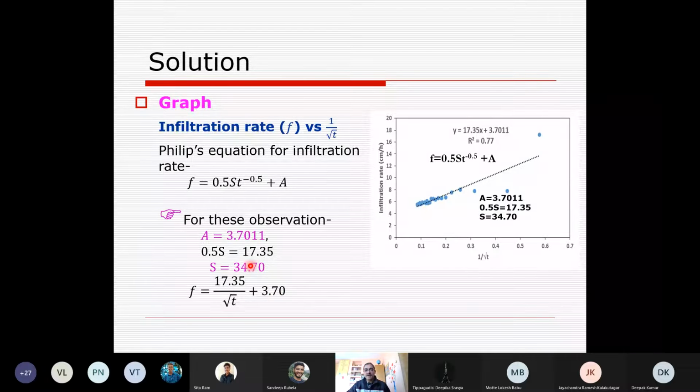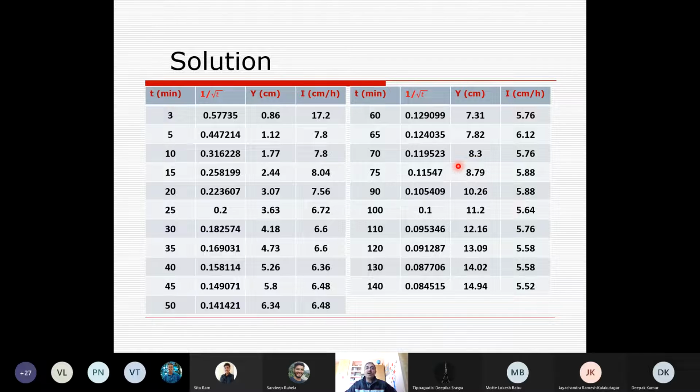That is the simple idea. In this way, we can find out the value of sorptivity and the characteristics of the soil which has been taken in this particular relationship.